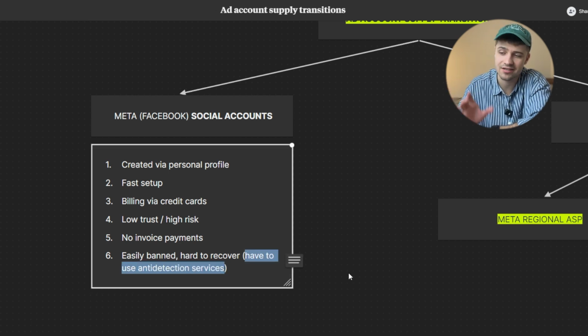You have to use anti-detect browsers, proxies, and cloaking setups if you're pushing borderline offers. This type of account is the go-to choice in gray and black niches like nutra, low-end dropshipping, and sweepstakes, but they're not really built for scale and long-term growth.